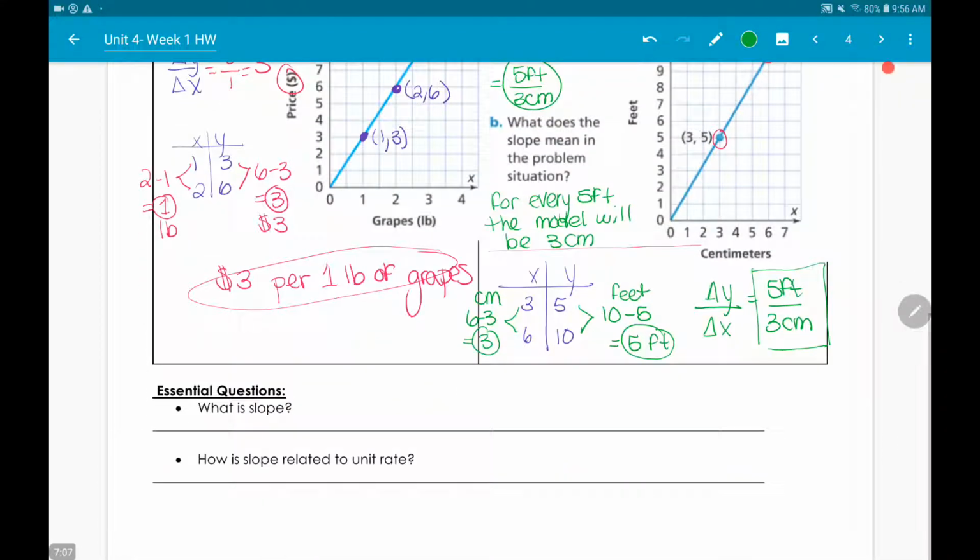All right, and that was the bell, so I need to go teach. I want you to answer these 2 essential questions on your own. The answers to them are on this page, so please make sure you're reading the top of the page to get those answers. See ya.